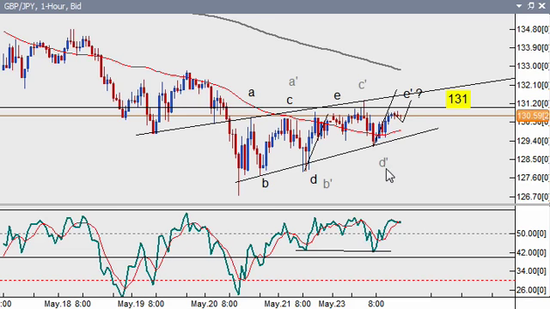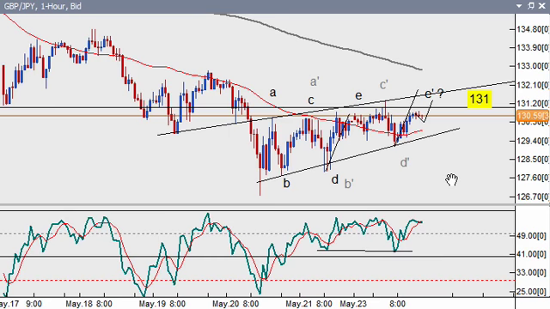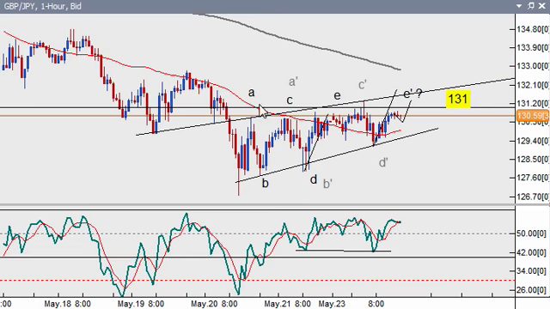When we look at the 1 hour time frame here to follow this correction, we may be nearing the end of the correction. Here is a count, A, B, C, D, E, and we may be done and heading back down now. However, looking at the RSI here, we have a positive reversal, which suggests further extension of this correction.